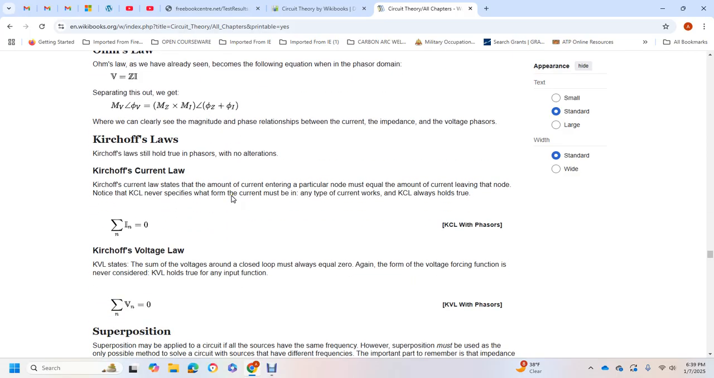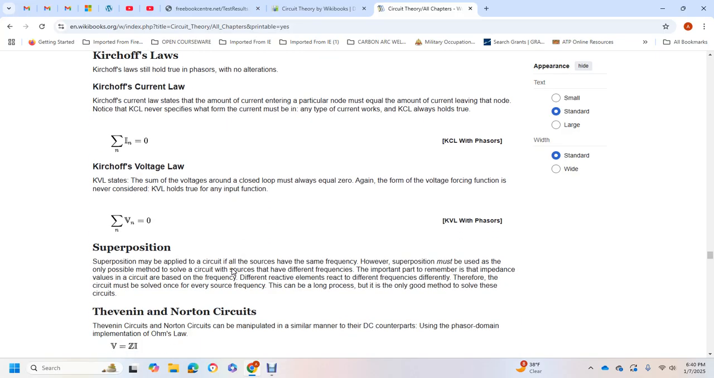Kirchhoff's laws still hold true with phasors, without alteration. Kirchhoff's current law states that the amount of current entering a particular node must equal the amount of current leaving the node. Notice that KCL never specifies the type of current, so KCL holds true for phasors. Kirchhoff's voltage law says the sum of the voltages around a closed loop must always equal zero. The form of the voltage function is never considered, so Kirchhoff's voltage law holds true with any input function.